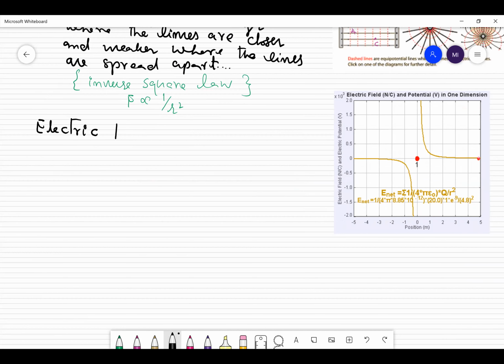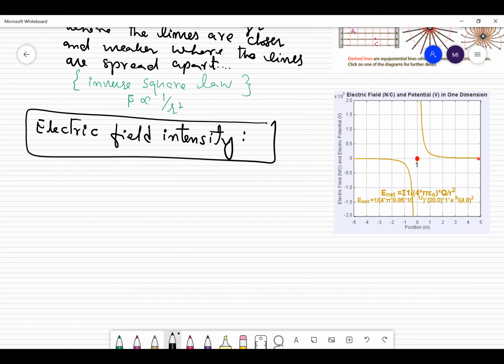Electric field intensity. Now, what is the electric field intensity? We can define the electric field intensity as a physical quantity, that is, the electrostatic force acting per unit charge placed at that point.